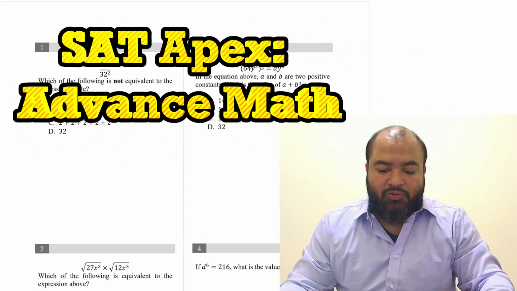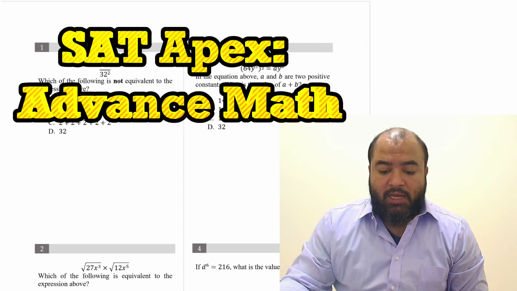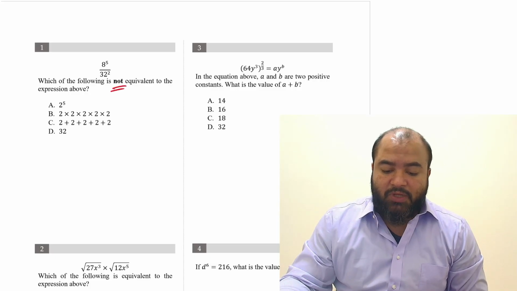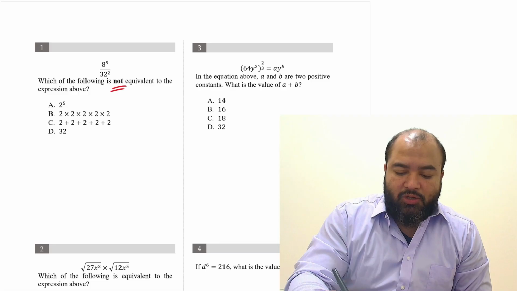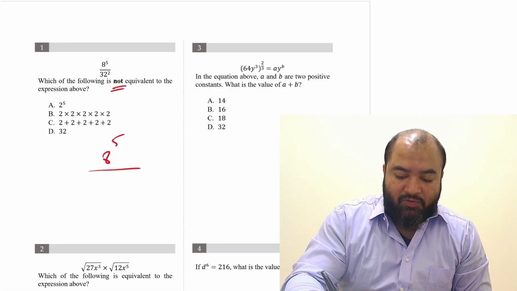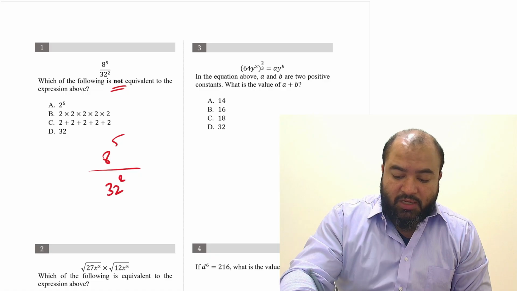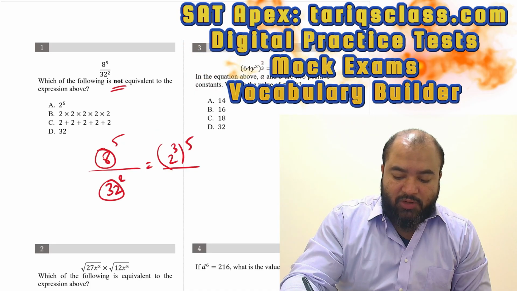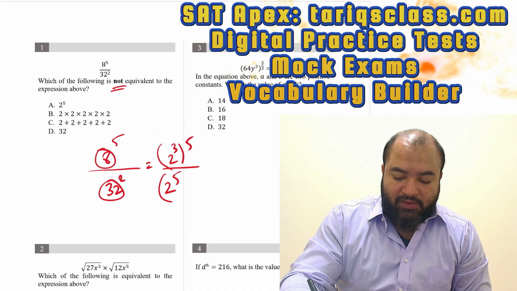So we're gonna do advanced math today, part 1. Which of the following is not equivalent to the expression above? You can use a calculator, but another way would be 8^5 over 32^2. You can write 8 as 2^3, and don't forget the power 5. You can write 32 as 2^5, I believe, to the power 2.